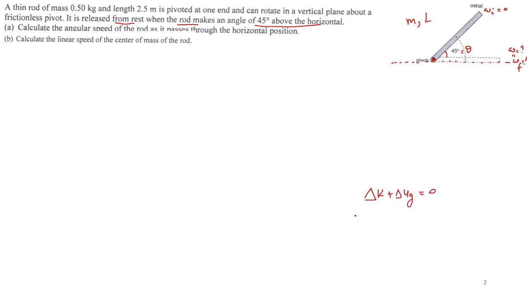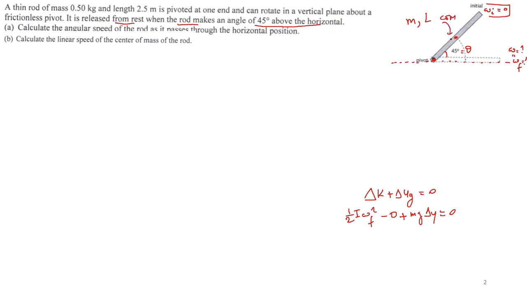Now what is delta K? K final is half I omega final squared minus half I omega initial squared, which is 0 because omega initial is 0, as we said, plus delta UG. Now, what is delta UG? Of course, it's going down. It will be mg delta y, y final minus y initial, and this should be equal to 0. Now, again, what is delta y? Here I have a rod, so it's like the previous example. I have to first locate the center of mass. It's a uniform rod, so the center of mass is here, right in the middle.